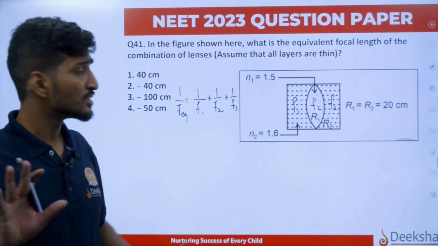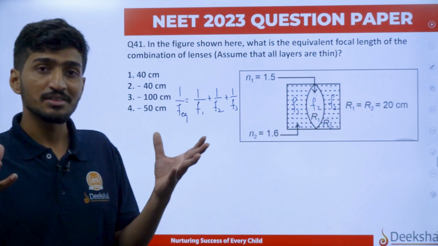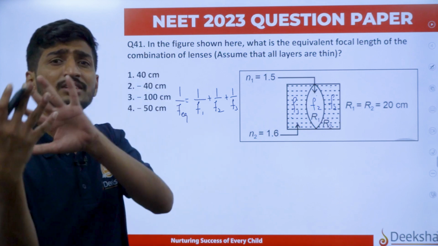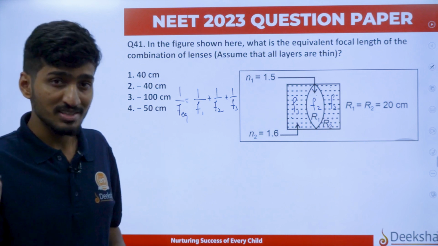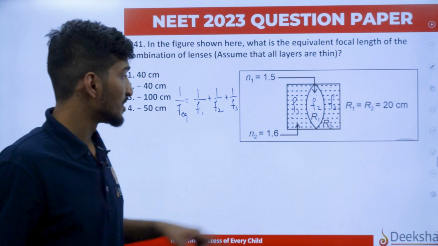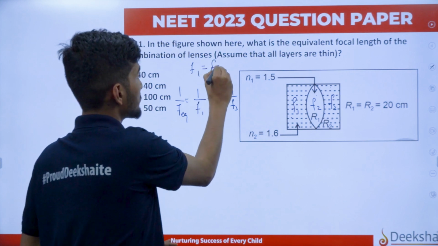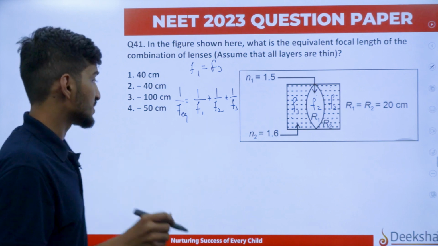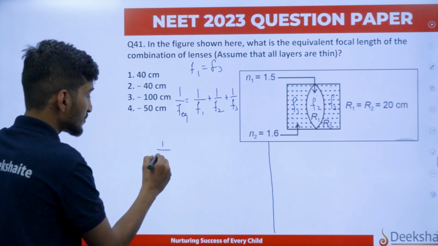We are in luck here. f1 and f3 are essentially just same lenses, same shape, same size, same curvature, just one is flipped to the other side. Okay, just because you flipped a lens doesn't mean its focal length changes, right? It's still the same lens. So f1 and f3 is going to be same. All I need to do now is to calculate f1 and f2, and I will have my answer. So let's start with calculating f1.